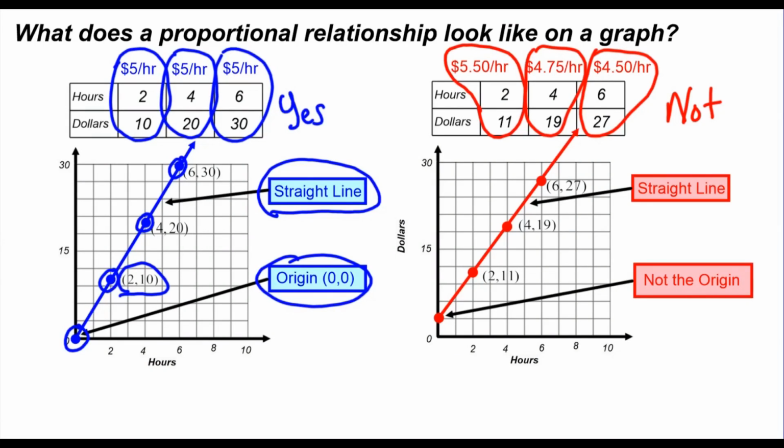So what does that look like when we put it on a graph? Again, I took these points. Here is (2, 11), 2 hours, $11. Here is 4 hours, $19. And here is 6 hours, $27. We can still see that it is a straight line, but it does not go through the origin. So that might tip us off to something that would not be true of a proportional relationship. It's not going to go through the origin.